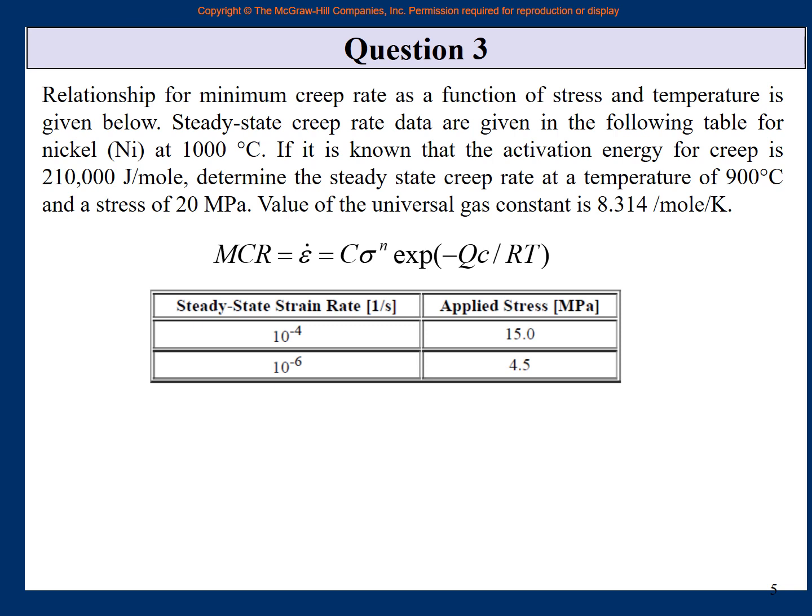For nickel at 1000 Celsius, so this table contains the values. If it is known that the activation energy for creep is 210,000 joules per mole, determine the steady state creep rate at a temperature of 900 Celsius and a stress of 20 megapascal. Value of the universal gas constant is 8.314 joules per mole per Kelvin.